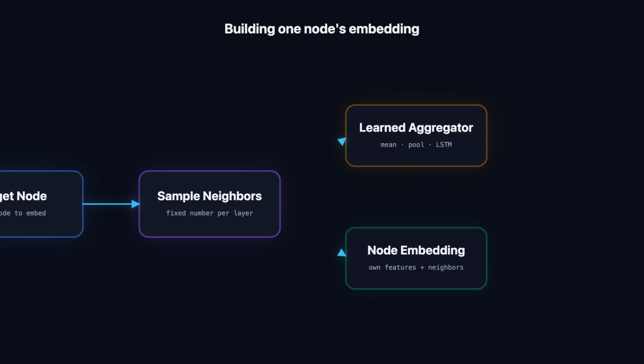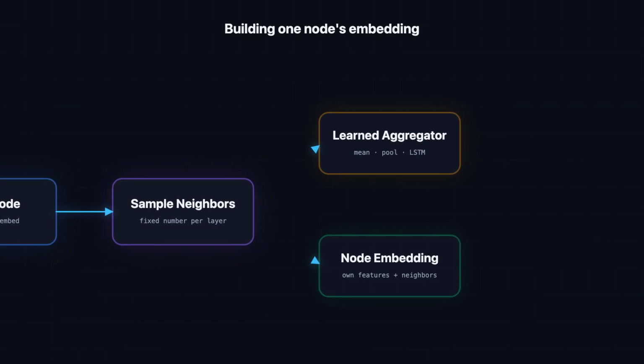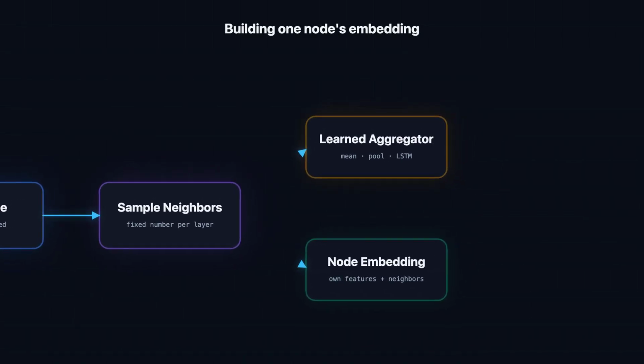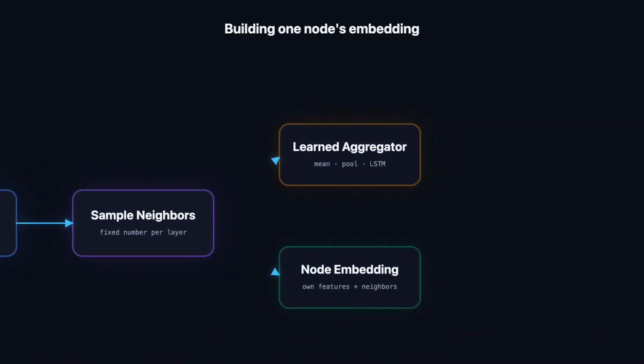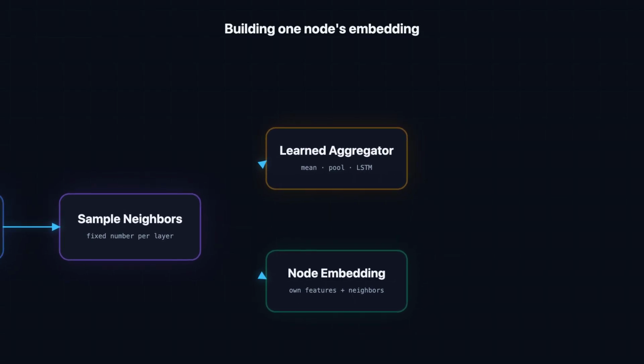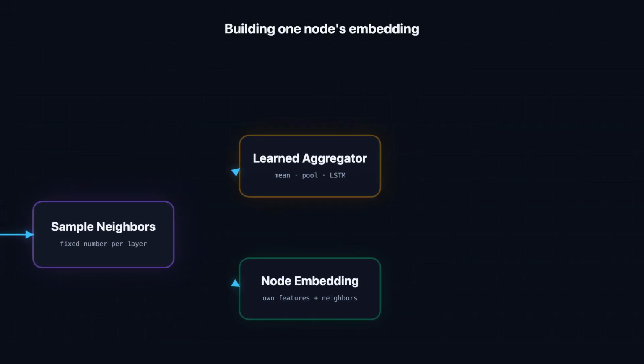Some nodes, like a celebrity account, have millions of neighbors, so aggregating every one of them is simply hopeless. Instead, GraphSAGE randomly picks a fixed number of neighbors at each layer, which neatly bounds the work no matter how wildly popular a given node happens to be.